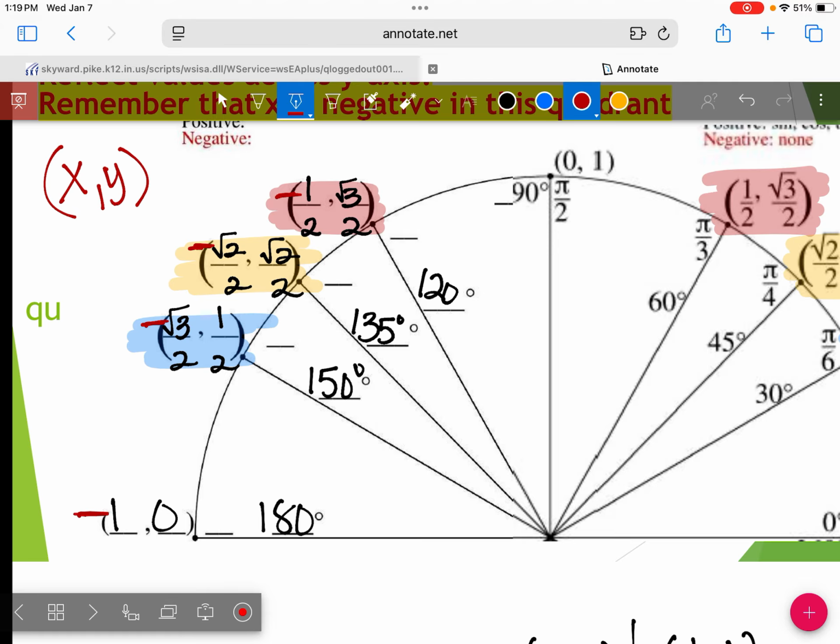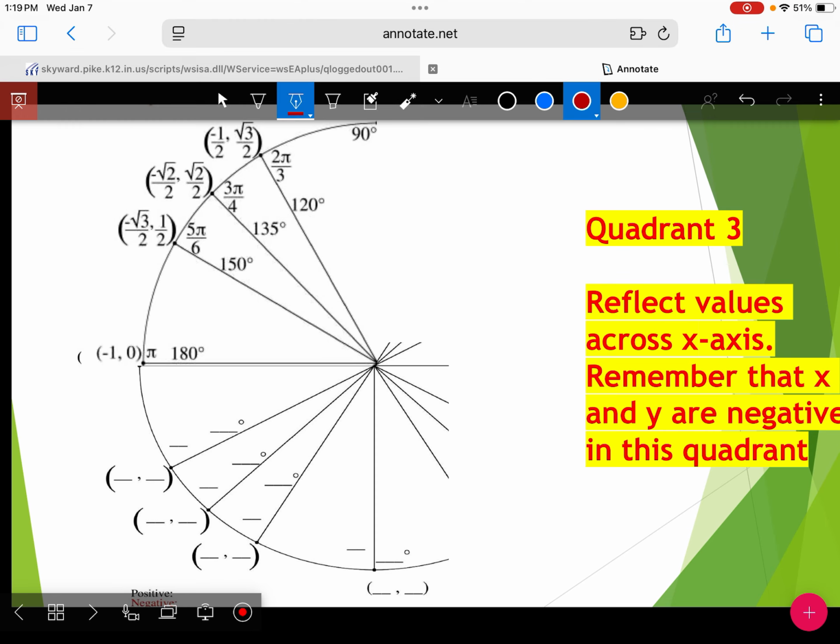All right, so now let's go ahead and rotate down to quadrant 3. Still going to color code. If this is pink, then down here is pink, because that's the reflection. We're going to think of this as our mirror. If this is yellow for me, then this is yellow. And if this is blue, then this is blue. Then I want you to go ahead and write those same ordered pairs again.